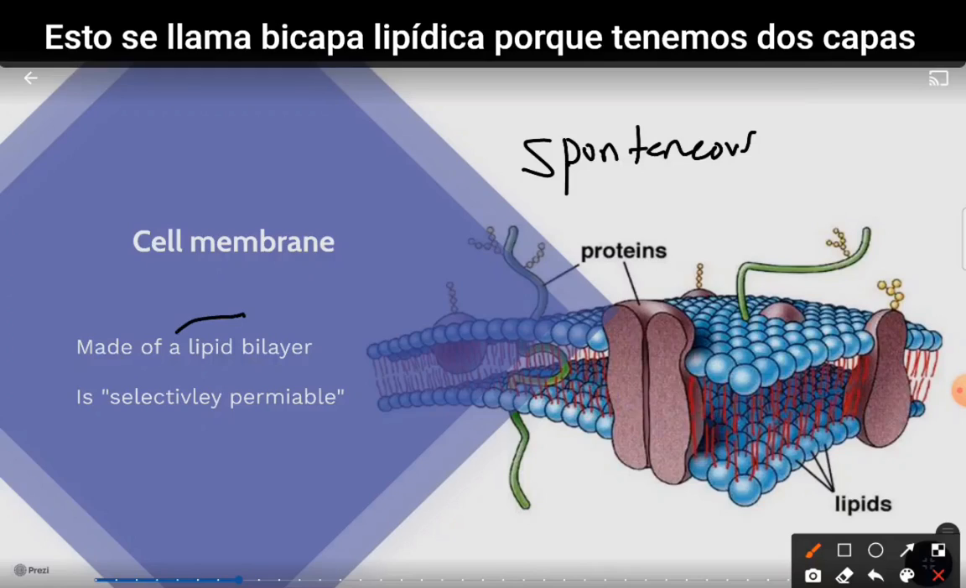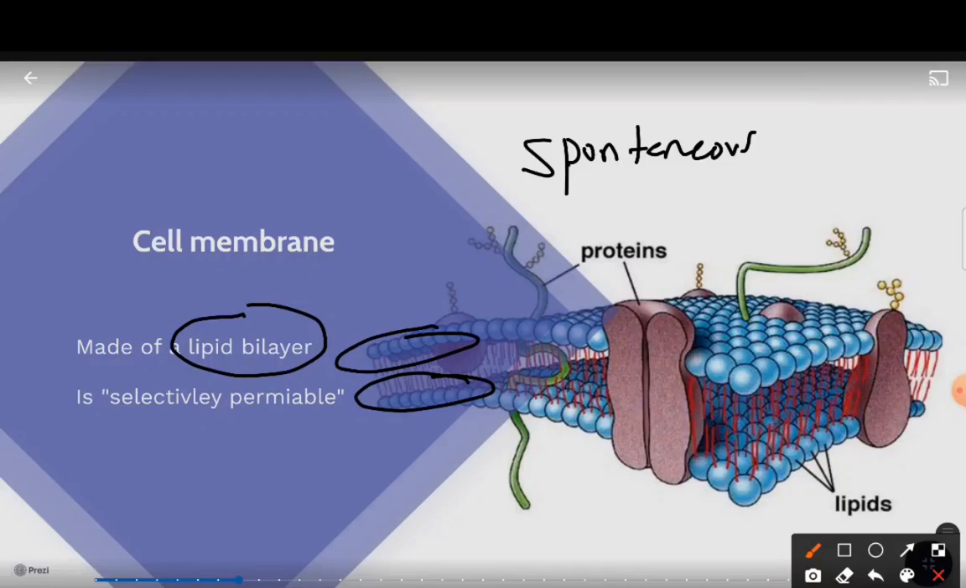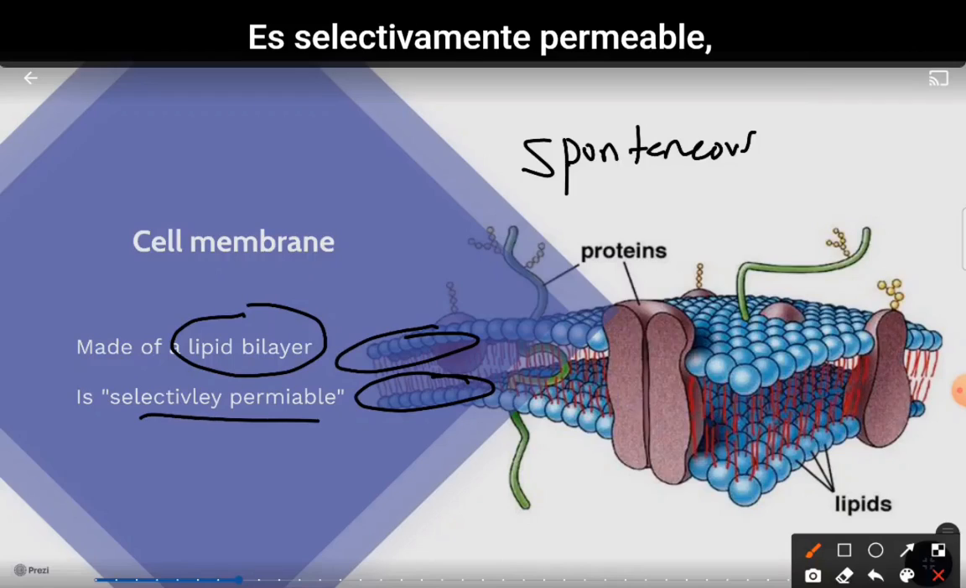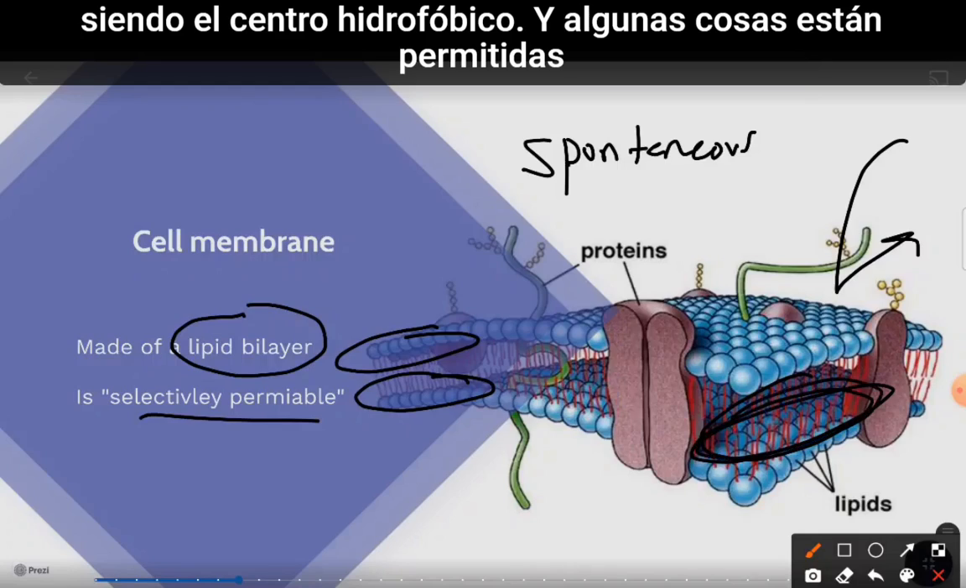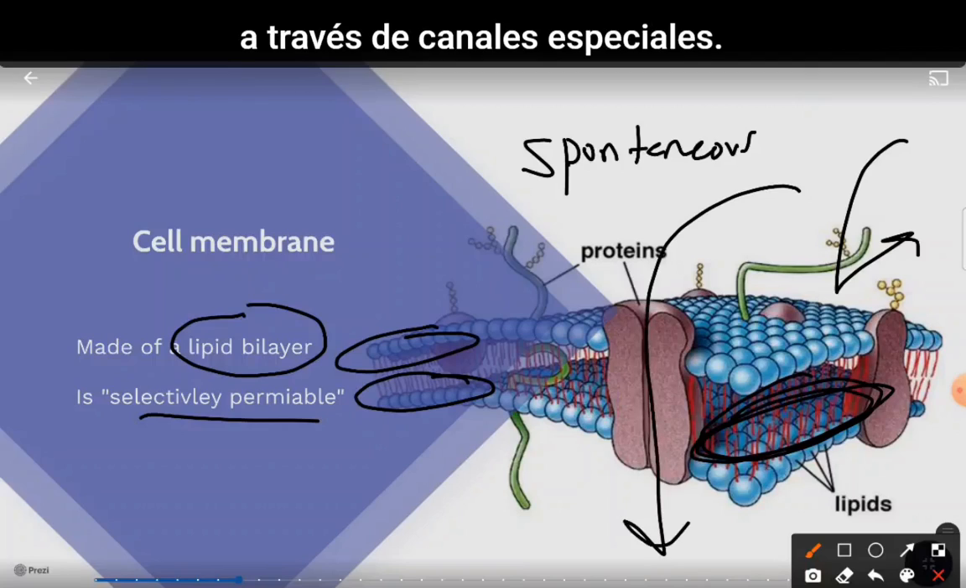This is called a lipid bilayer because we have two layers of lipids coming together. It is selectively permeable, meaning some things like water cannot go through because of the center being hydrophobic, and some things are allowed through special channels.